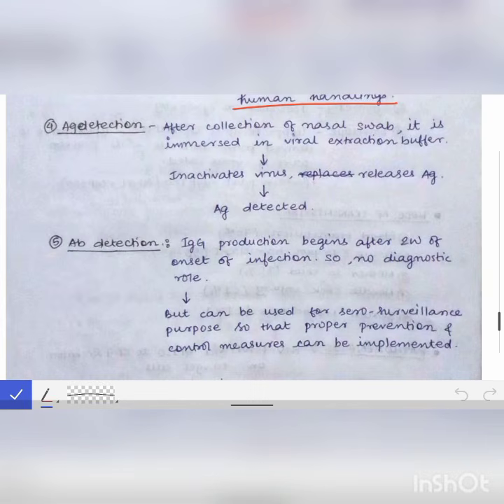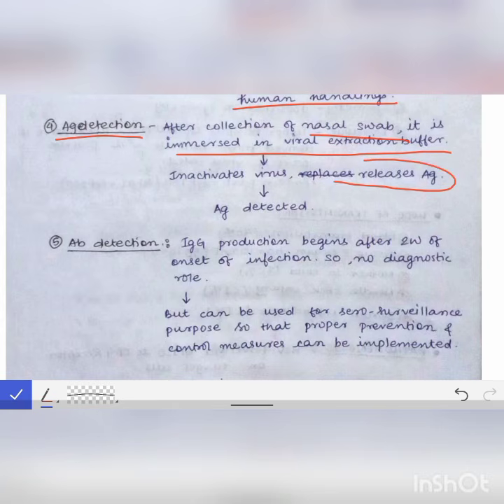Next is the antigen detection. After collection of the nasal swabs, these nasal swabs are immersed in the viral extraction buffer. What is the use of immersing that nasal swab into the viral extraction buffer? The use is that after the immersion into the viral extraction buffer, the antigens are released, and then we can detect the antigens.